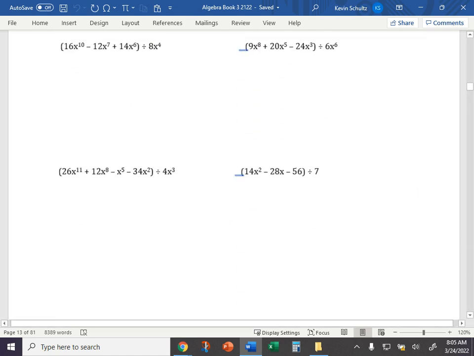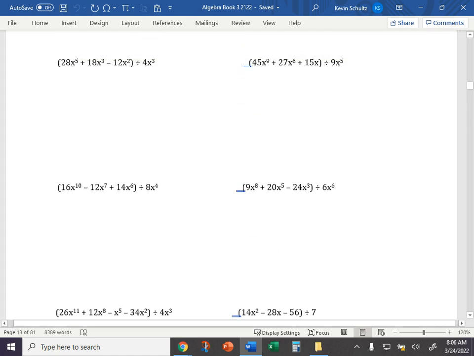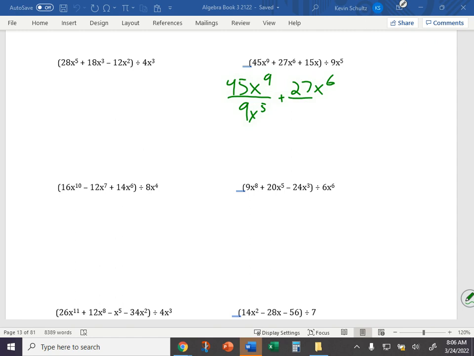Okay. So we have 45x to the 9th plus 27x to the 6th plus 15x divided by 9x to the 5th. So just like the others, we're going to start by writing this out. Each term inside of our parentheses divided by what's on the outside. And we go to work. Okay, 45x to the 9th divided by 9x to the 5th. The coefficients work out evenly. We get 5. And there are 4 more x's in our numerator. So we have 5x to the 4th.